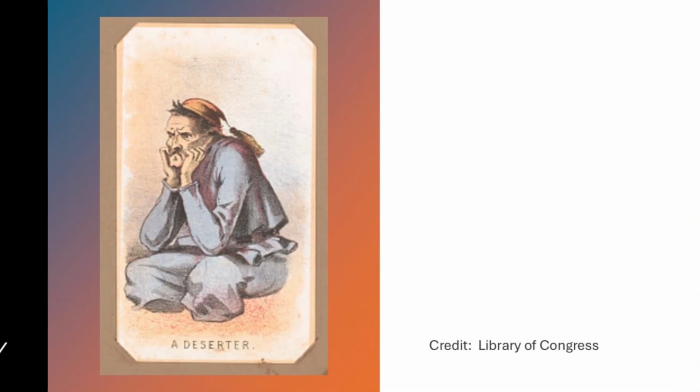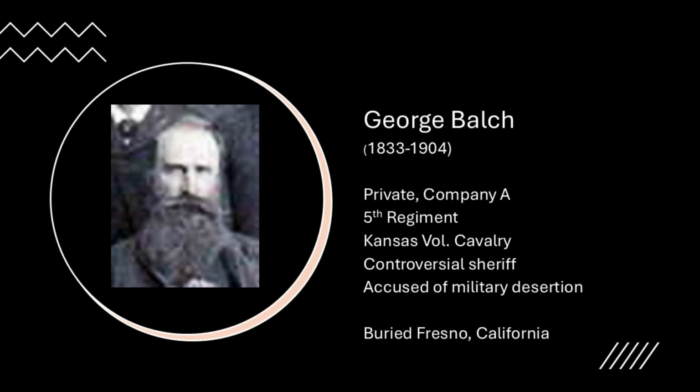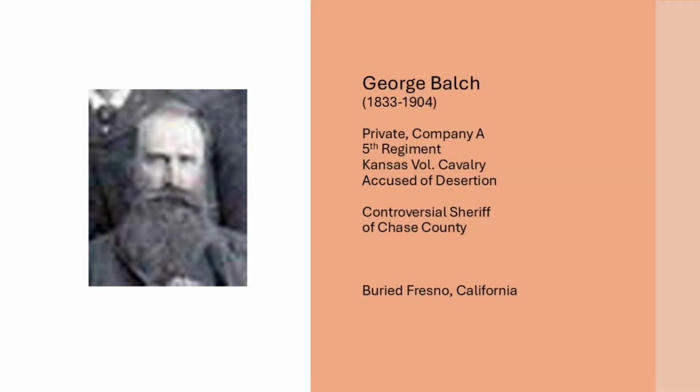One alleged deserter was George Balch, a New Yorker who enlisted in the 5th Kansas Cavalry. His company experienced heavy fighting in Missouri and Arkansas. Balch reportedly deserted in August of 1864. Later, in 1881, he was elected sheriff of Chase County.